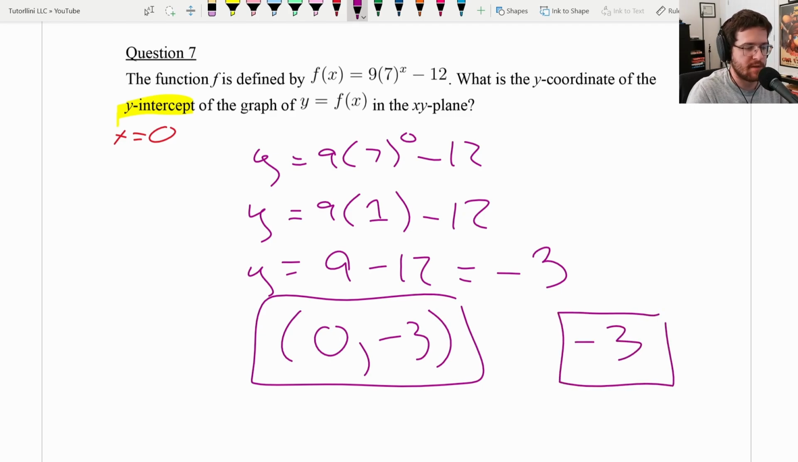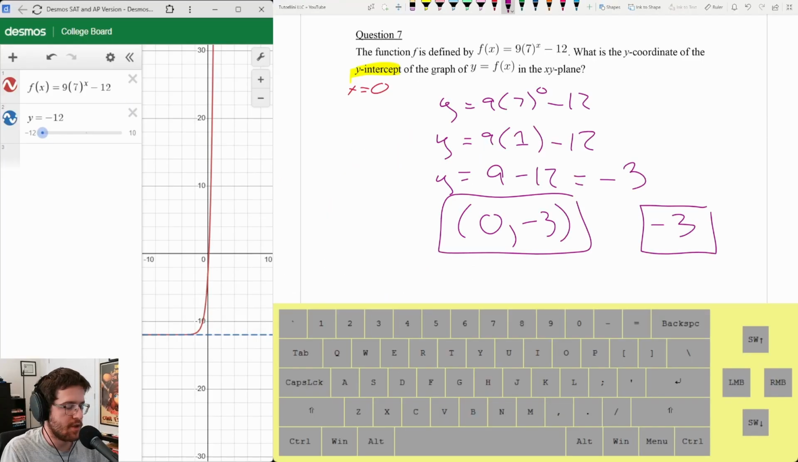This would be good to do on Desmos just to be sure as well. So let's go do that. So I just typed this function in. We see that the y-intercept is indeed 0, negative 3. And you should note that there is a horizontal asymptote at y equals negative 12, the c value.